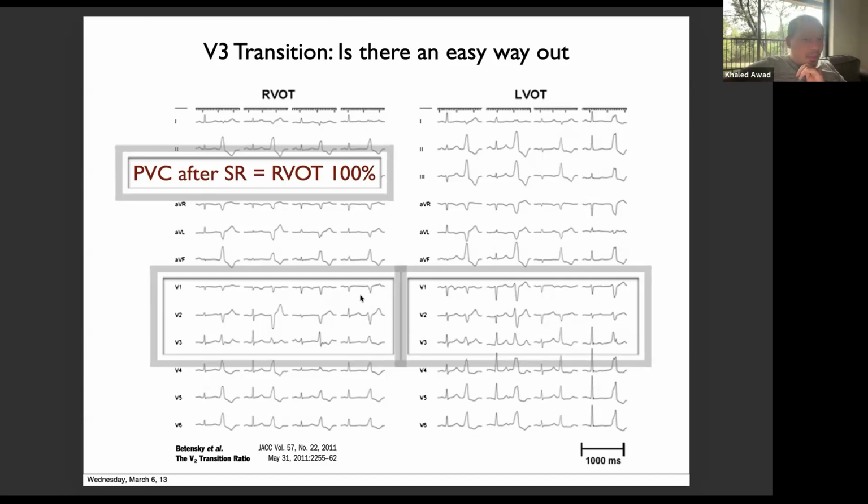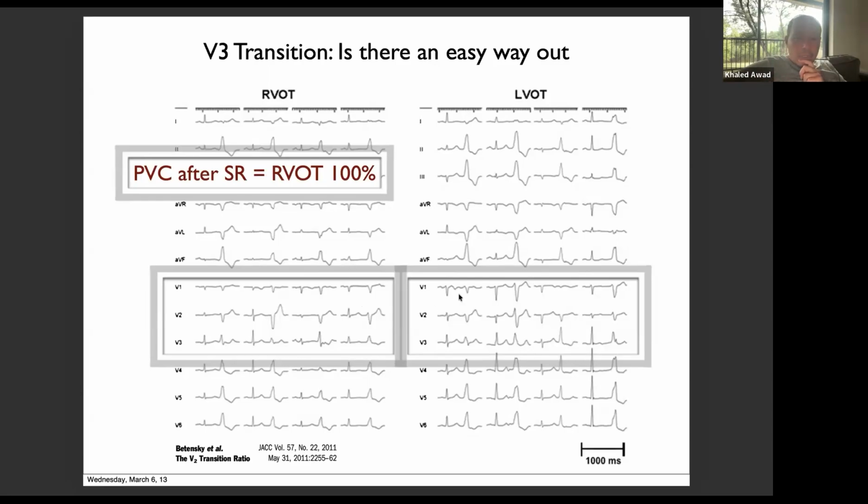So, for example, if you have a V3 transition, which we said is the conundrum, that's the one that is hard to tell. But if the transition in sinus rhythm is earlier than V3, so V3 transition in the PVC, but the transition in sinus rhythm is earlier than that, so you're transitioning after sinus in the PVC, that's number one, and it's in V3. Well, that's always RVOT site of origin. When they went back and looked, it was always from the RVOT, the successful ablation site.